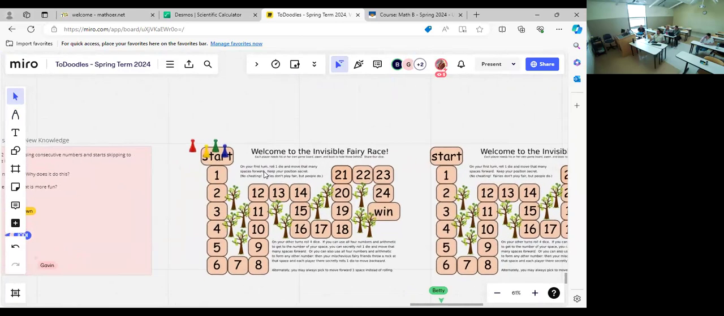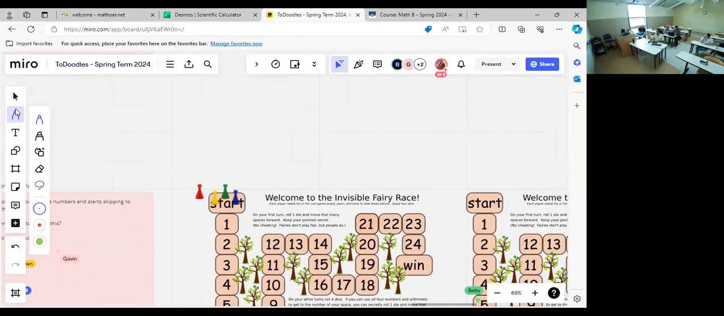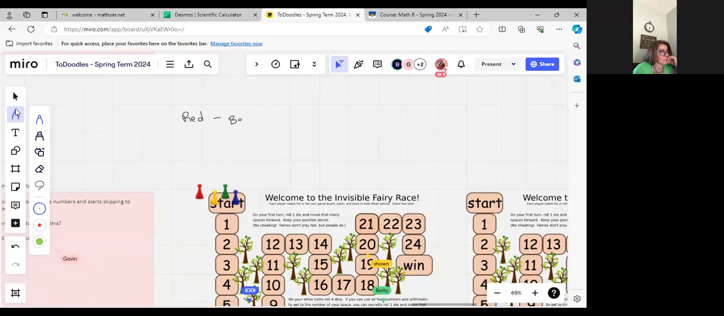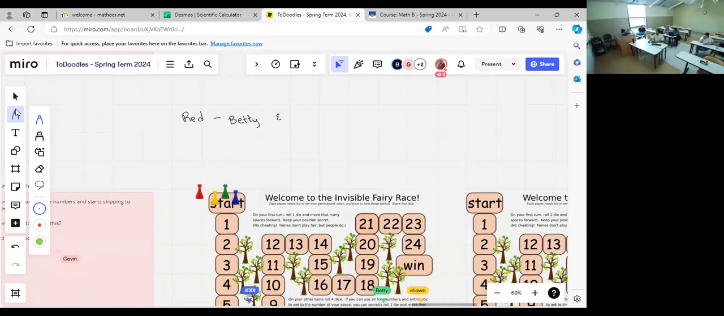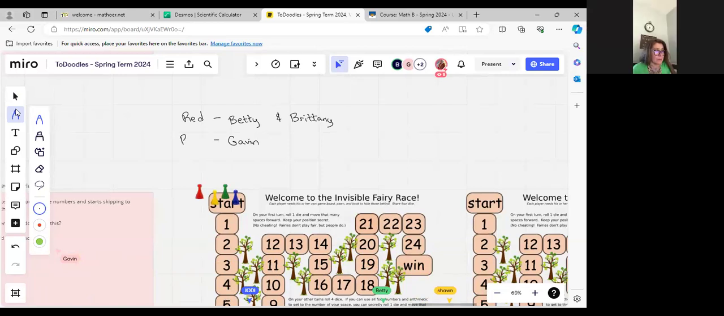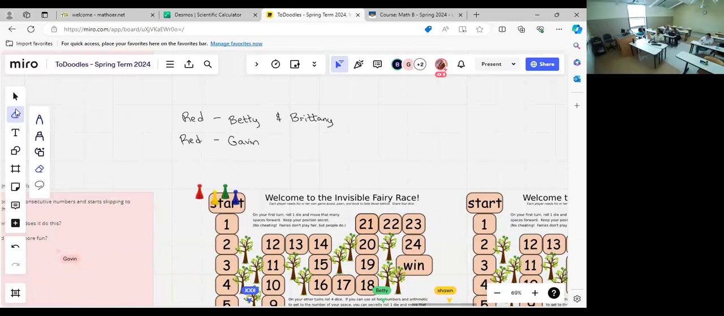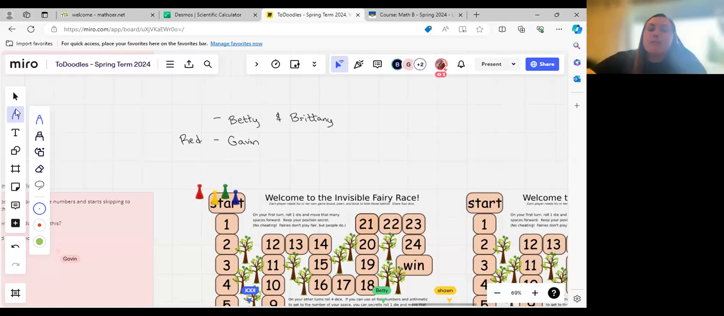And we only have 4 players. So why don't we say that red... Is it okay if I put Betty and Brittany on a team together? Yes. Okay, so red is Betty and Brittany. Okay, what color are you, Gavin? We're red. You're red. Is it okay if he takes red? Yes. Okay, what color are you, Betty and Brittany? Yellow, green, or blue? I'll take blue.